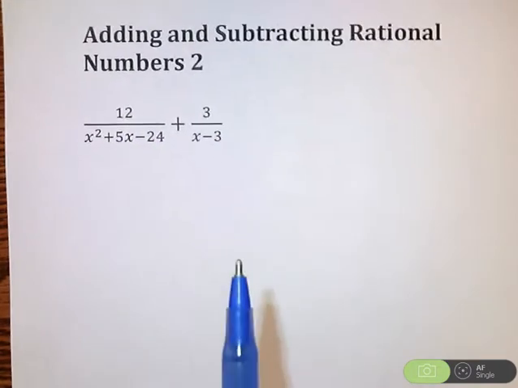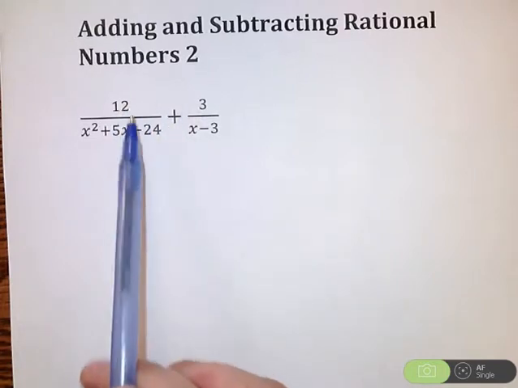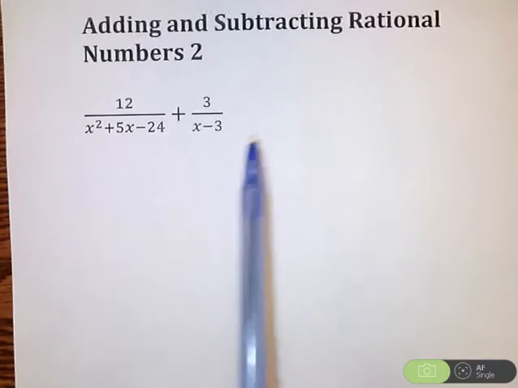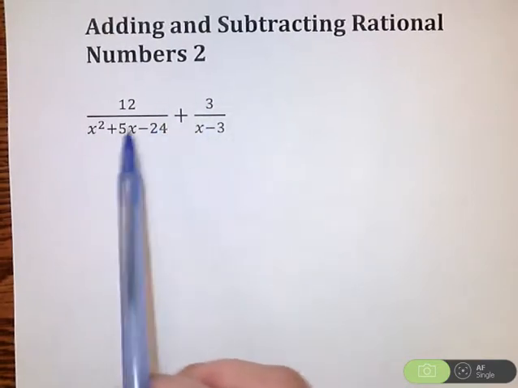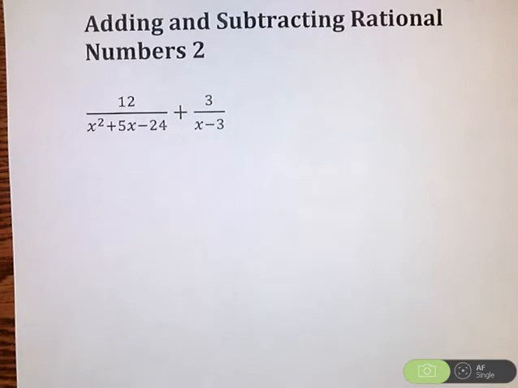not have common denominators. So I have 12 divided by x squared plus 5x minus 24 plus 3 divided by x minus 3. So remember, with adding and subtracting, we're very, very particular about having common denominators. We want the denominators to be the same.